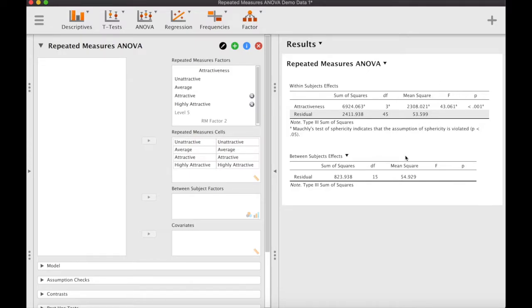One thing that you might notice is that we have two tables here. One is the within subjects effect, which is essentially our repeated measures ANOVA. And then we also have here the between subjects effect, which doesn't have a result. And that is because we did not enter a between subjects factor, because we are not doing a mixed plot design or a mixed plot analysis of variance. What we're doing is a simple repeated measures ANOVA.